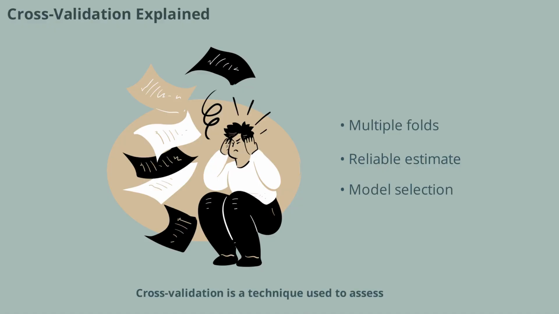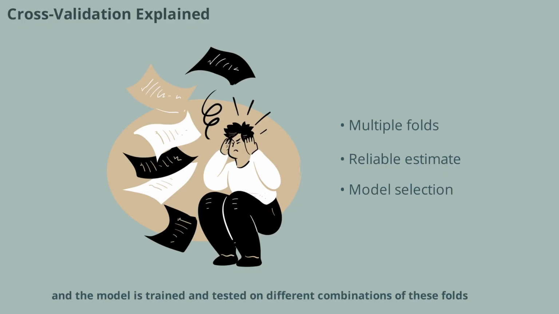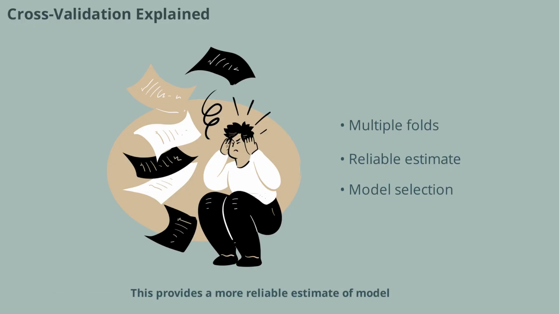Cross-validation is a technique used to assess how well a model generalizes to new data. The dataset is divided into several folds, and the model is trained and tested on different combinations of these folds. This provides a more reliable estimate of model performance and helps in selecting the best model configuration.